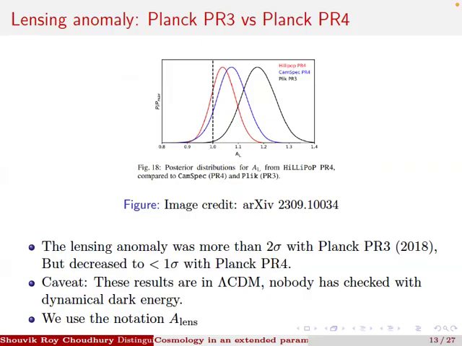And they showed in the lambda CDM model that the lensing anomaly is resolved, especially with the Filipov PR4 likelihoods, which is, there are two types of likelihoods, CamSpec and Filipov. So the Filipov likelihoods show that in lambda CDM at least it's decreased to less than 1 sigma. But nobody has done it for dynamical dark energy.